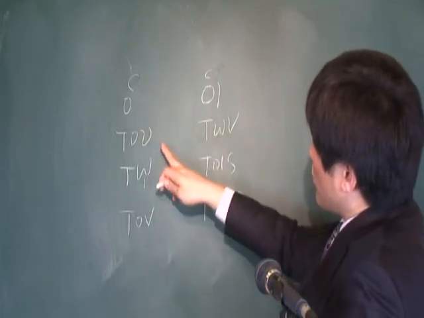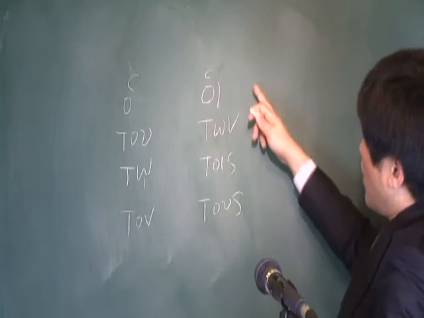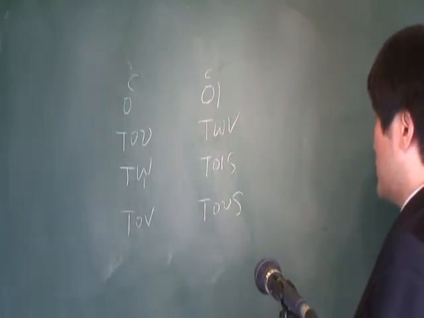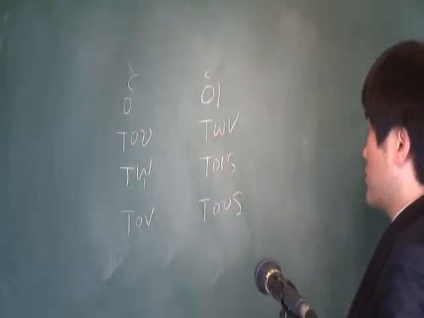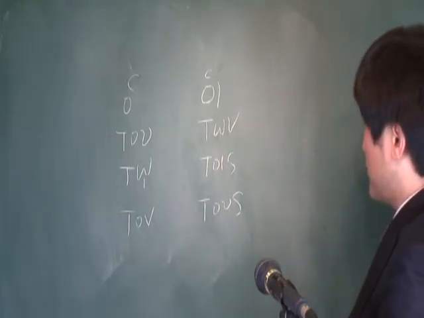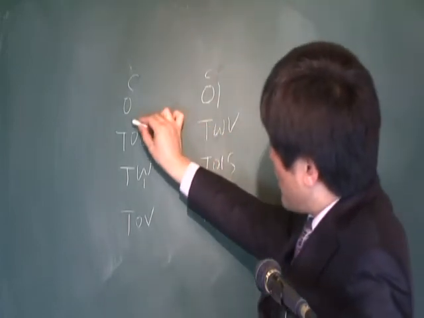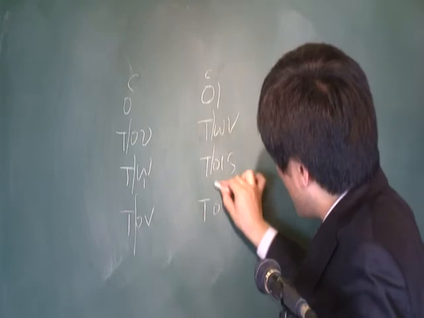Aletheia, truths. Hai aletheia, the truths. Second, the genitive. Aletheon, of truths. Ton aletheon, of the truths.